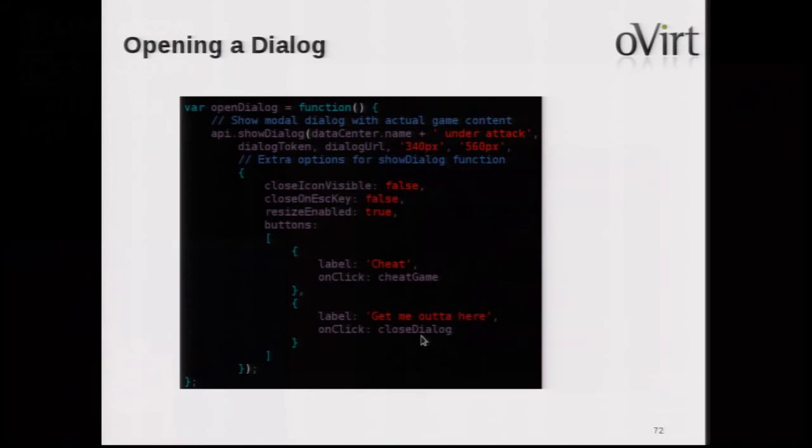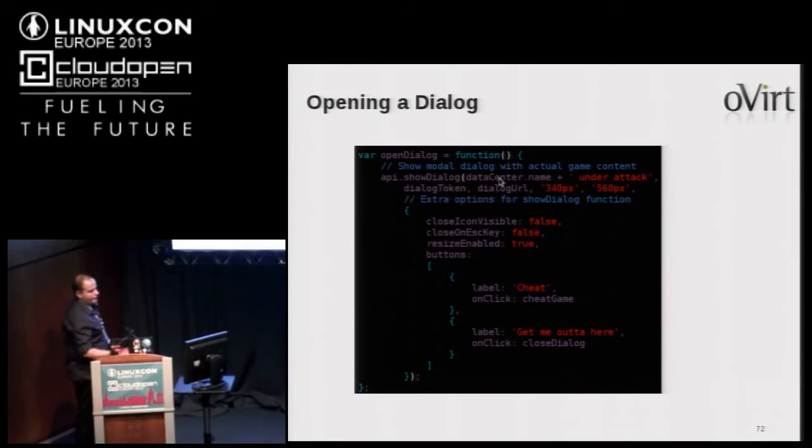So the open dialog function called the API show dialog function and gave a label of datacenter.name under attack because we give the UI plugin infrastructure the details about the selected object. And we have two buttons that we created in the dialog, cheat and get me out of here. That also gives you a way to open a new dialog, but also get buttons that can get you back to the engine. These are these two buttons.